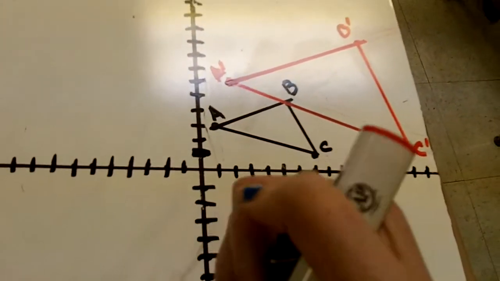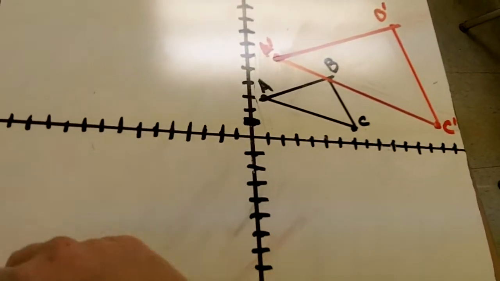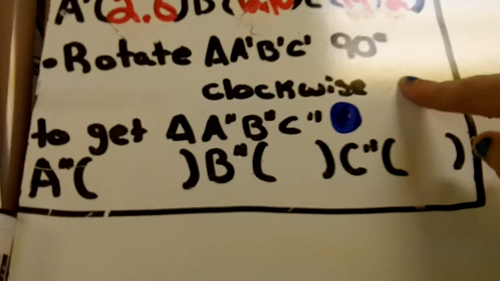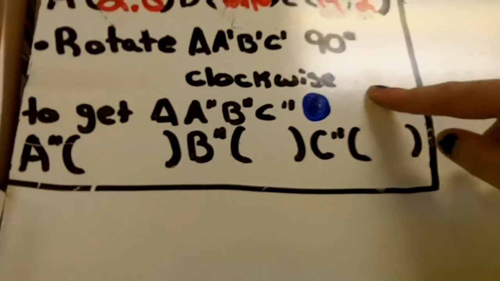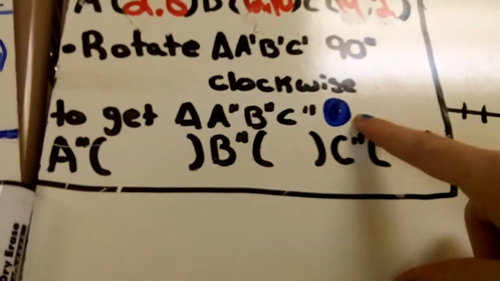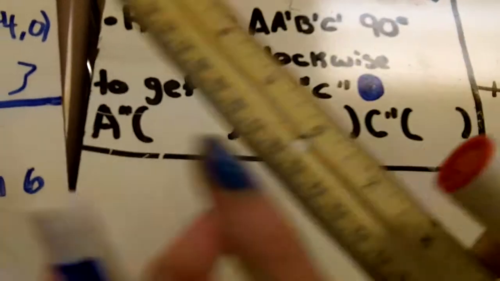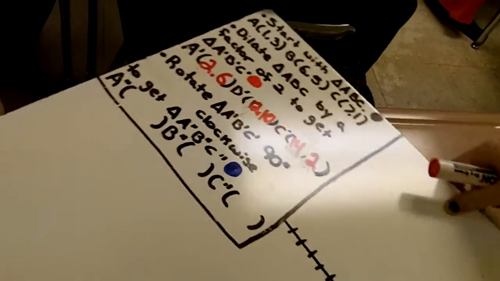Alright, so we're done with step 2, done with the second triangle. Now for our final step. We're going to rotate A prime, B prime, C prime 90 degrees clockwise to get A double prime, B double prime, C double prime, which we'll be marking in blue. So we're just going to go ahead and take this and rotate it 90 degrees clockwise.